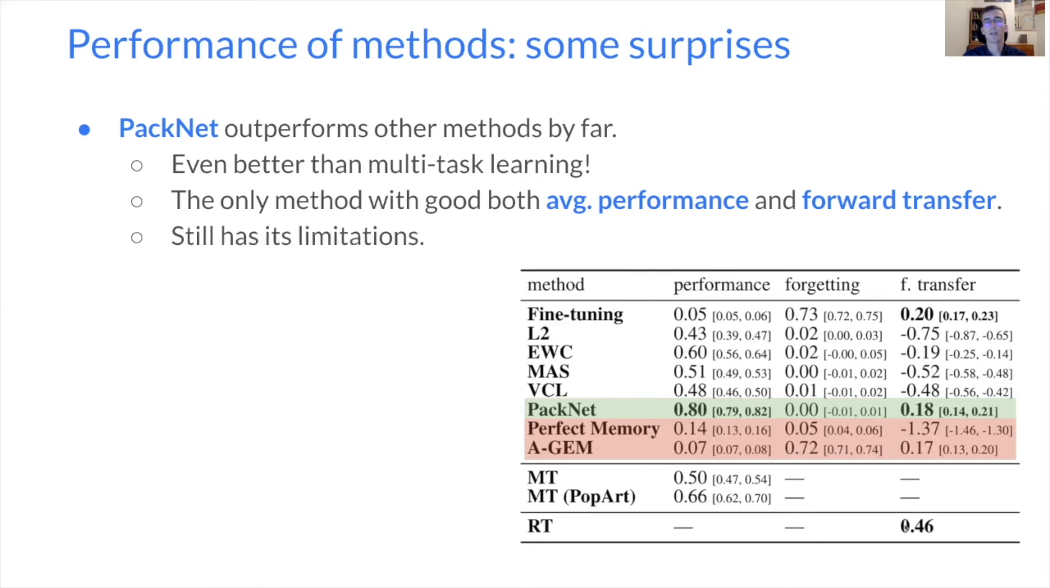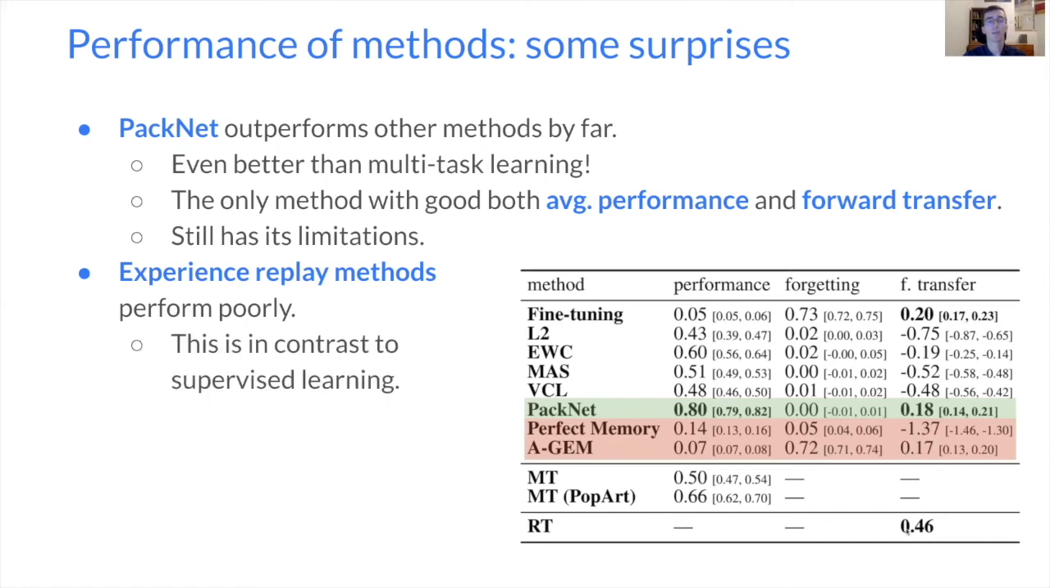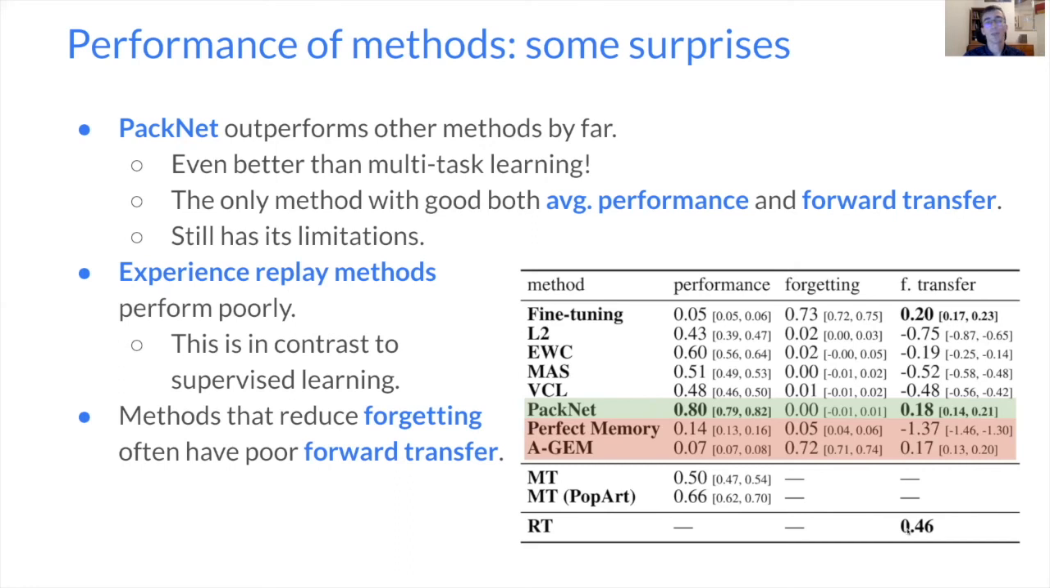But this method still has its own limitations. For example, task boundaries need to be well defined and known to us. And also we need to know the number of tasks beforehand. Another point is that experience replay methods perform poorly, and this is in stark contrast to the supervised learning setup. And methods that reduce forgetting often have poor forward transfer. And even when some task is revisited, often there is no forward transfer or very poor forward transfer visible.